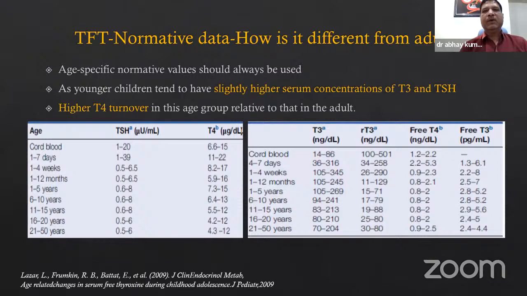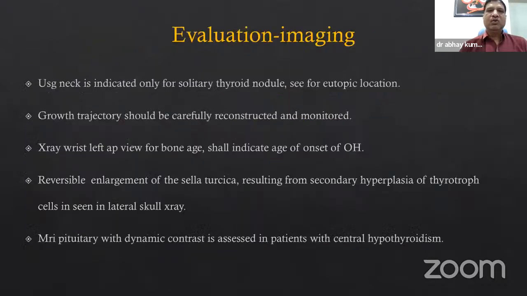And this is the normative data for juvenile hypothyroidism, because there is age-specific normative data. Younger children tend to have a slightly higher serum T3 and TSH. Higher T4 turnover in this group is relative to that in adults. So normally in the adolescent group, T4 and TSH are a bit higher in comparison to adults. So you might have a little bit higher TSH and T4 in comparison to the adult population.